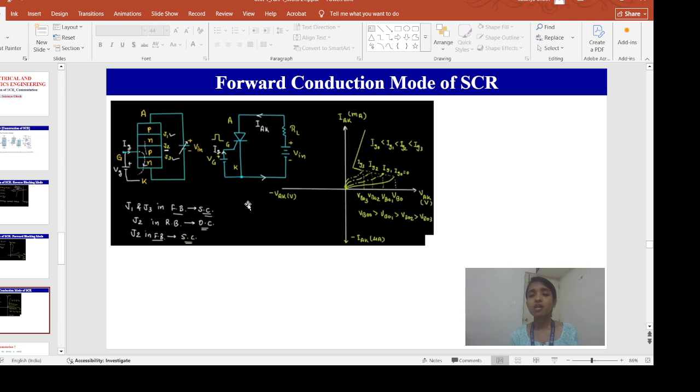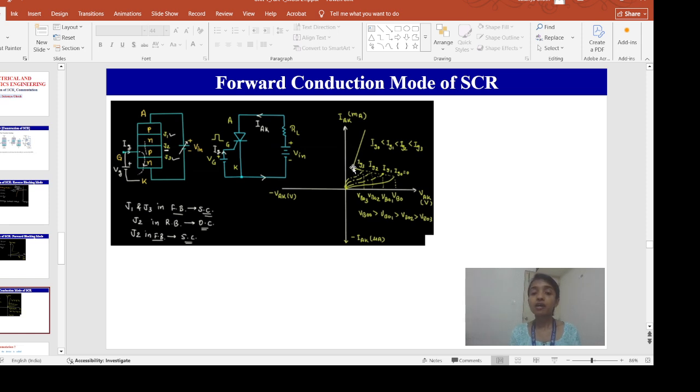Okay, so this region of operation, after applying the forward breakover voltage, when your SCR starts conducting, is called the forward conduction mode. Once you apply the forward breakover voltage, your SCR starts conducting, right? You start getting the anode to cathode current.